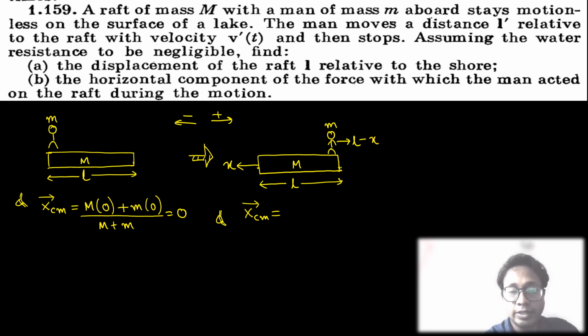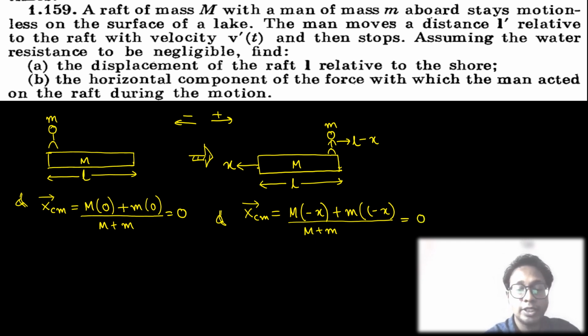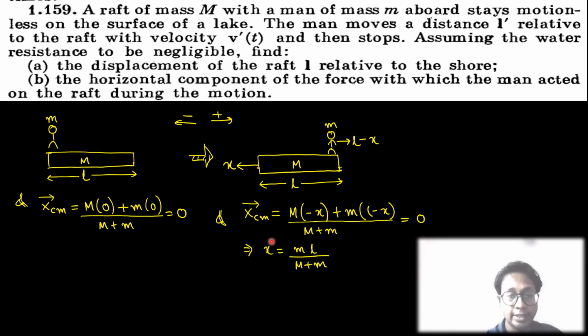So capital M into minus x plus small m into L minus x, divided by capital M plus small m, should be equal to 0 because there is no external force on the system. Now if you just solve this equation, the value of x would come out. Not L, I'm trying to find x. So the displacement of the boat is given by this value.